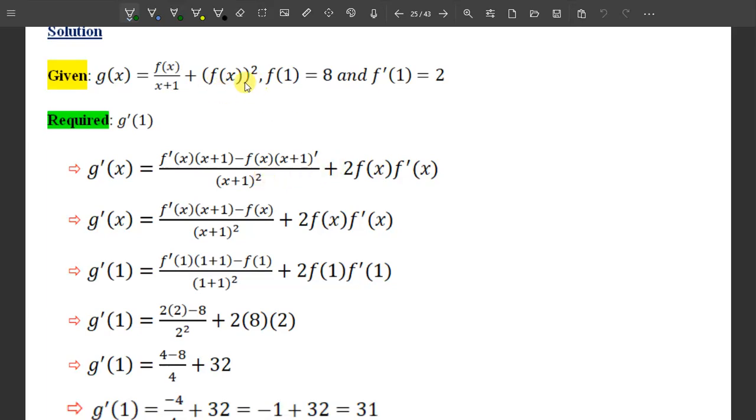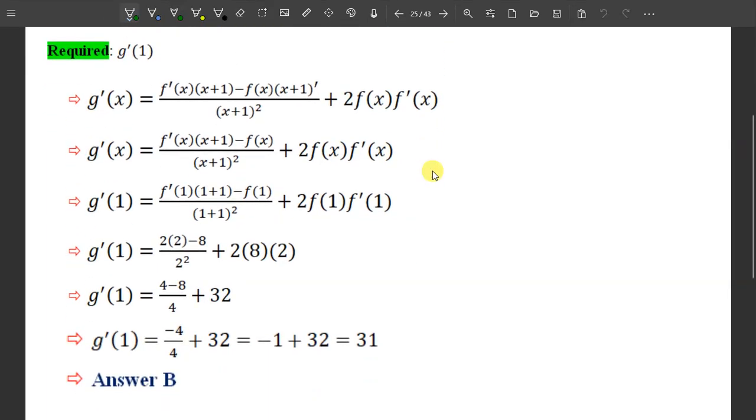And also plus, here this part again, the derivative of this part: first derive the power, 2 times f of x as it is, then by the chain rule, the derivative of f of x again becomes f prime of x. Therefore, g prime of x is equal to f prime of x multiplied by x plus 1, minus f of x times the derivative of x plus 1, which is 1, over x plus 1 the whole square, plus this expression, 2 times f of x times f prime of x.